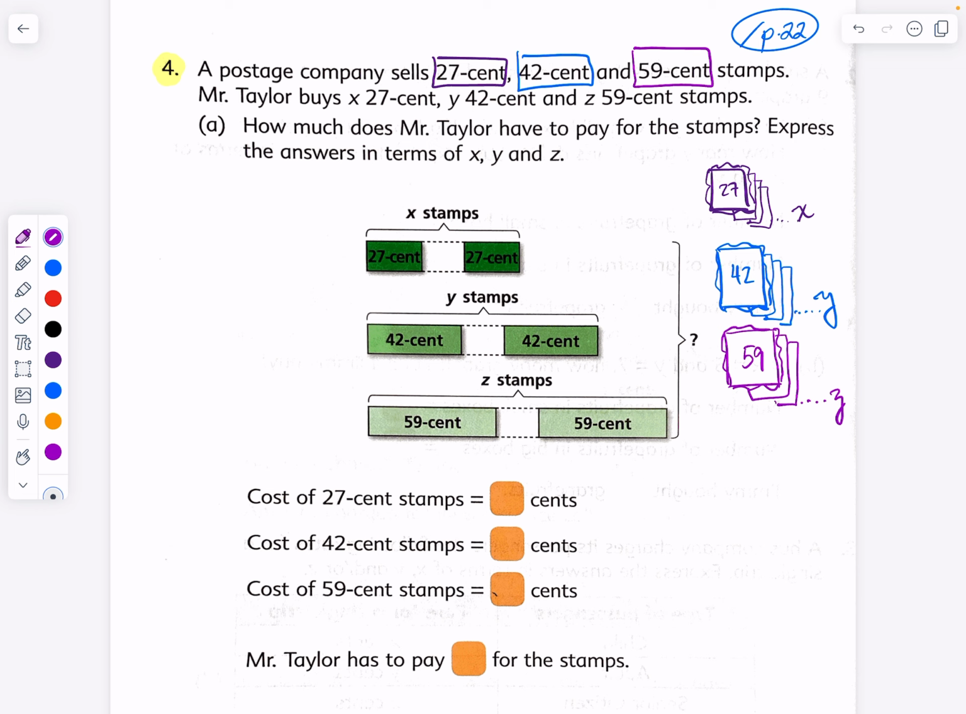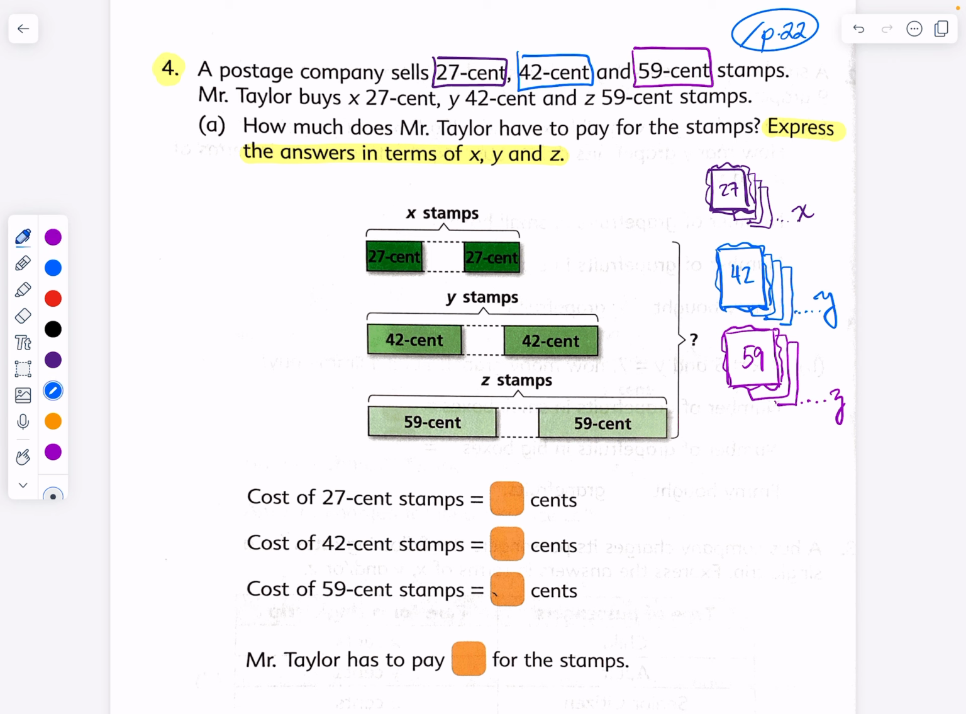So, how much does Mr. Taylor have to pay for all of his stamps? Look at what they're asking again. Write an expression. Express the answer in terms of X, Y, and Z, meaning translate English into algebra and answer as an expression using variables X, Y, and Z. Well, let's break this problem into steps. Always, let's break it into steps.